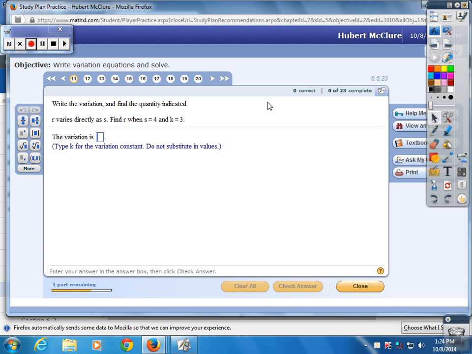What type question is this? 1, 2, 3, or 4? 1. You're just finding R. So this is just plug and chug. So go ahead and do it. R varies directly as S. Find R when S is equal to 4 and K is equal to 3.